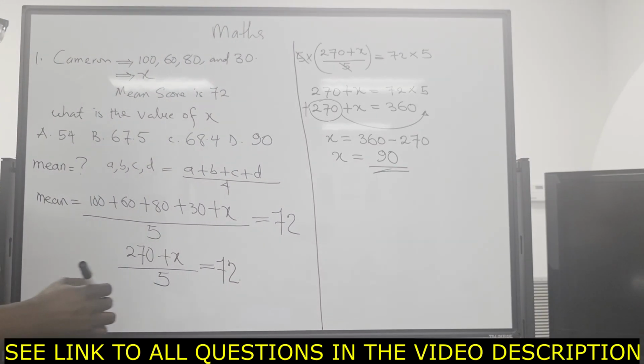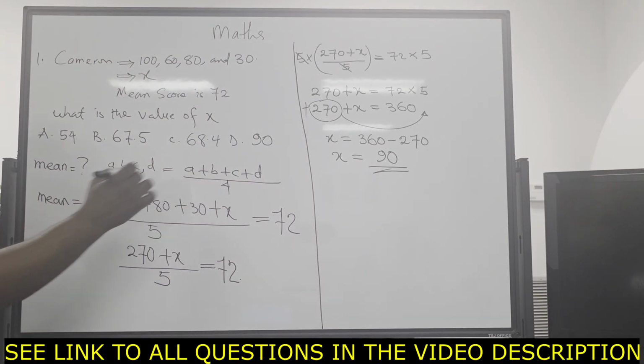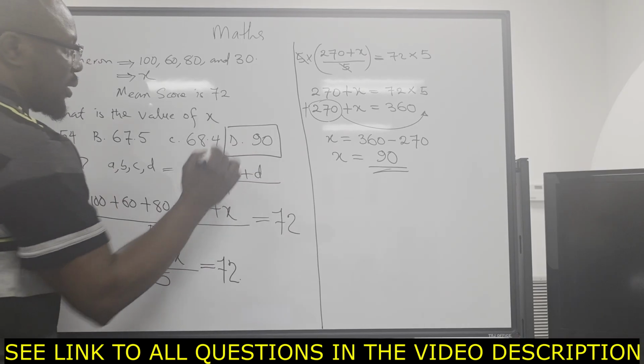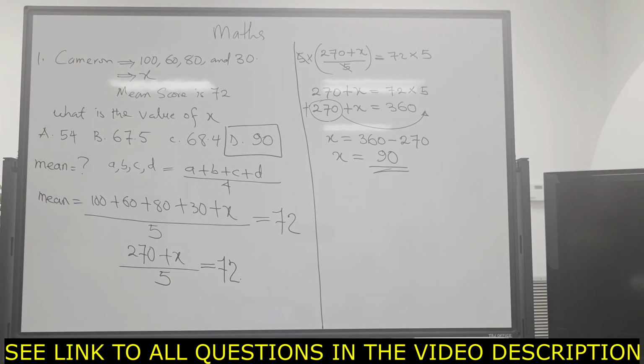So our answer is 90. So is there 90 here? Option D. Our answer is 90. All right. So that's question 1. Let's go to question 2.